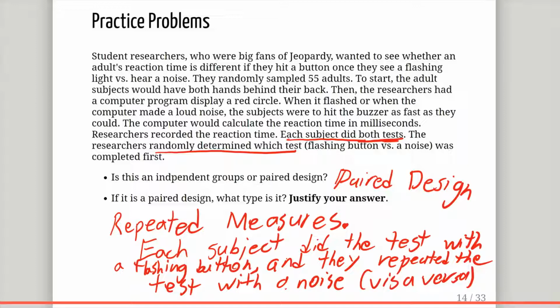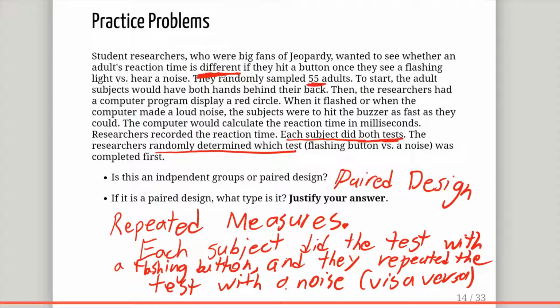Other keywords that could help you answer future questions. I noticed that I'm wanting to see whether an adult's reaction time is just different if they hit a button once they see a flashing light versus when they heard a noise. So difference is going to tell me I'm going to work with a not equals to sign when I make an alternative hypothesis. Randomly sampled 55 adults.